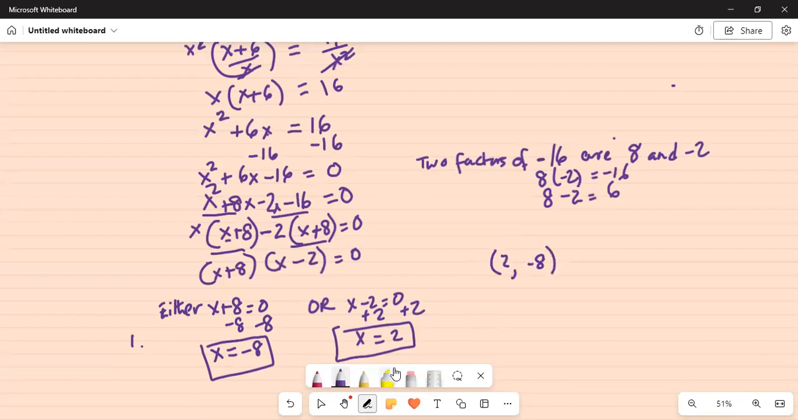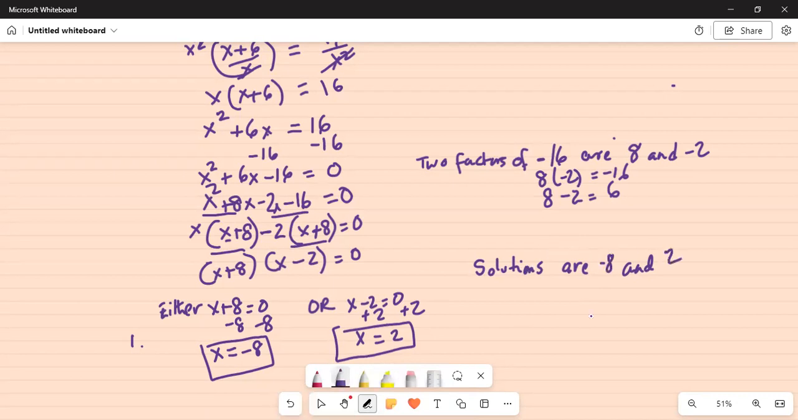I'm sorry, this should be written the other way around because minus 8 is smaller than 2. So the solutions are minus 8 and 2.